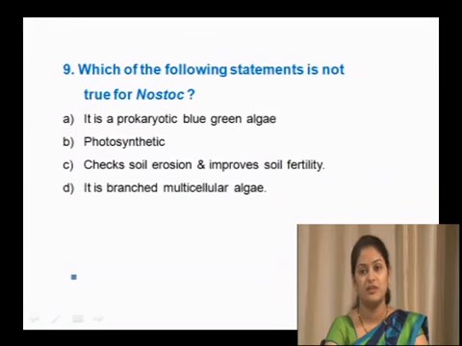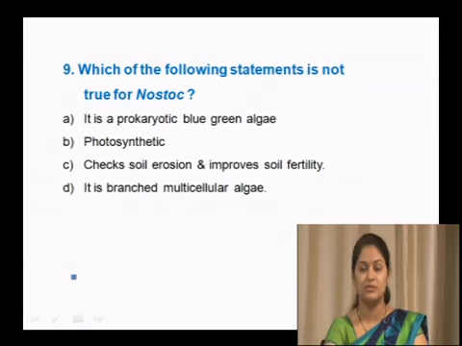Next question: Which of the following statements is not true for nostoc? A. Nostoc is a prokaryotic blue-green algae. B. It is photosynthetic. C. It checks soil erosion and improves the soil fertility. D. It is branched and multicellular algae.